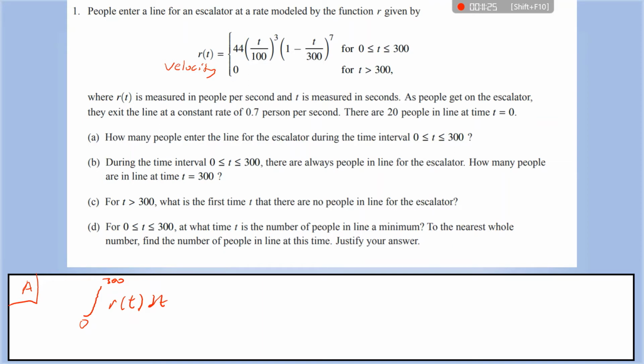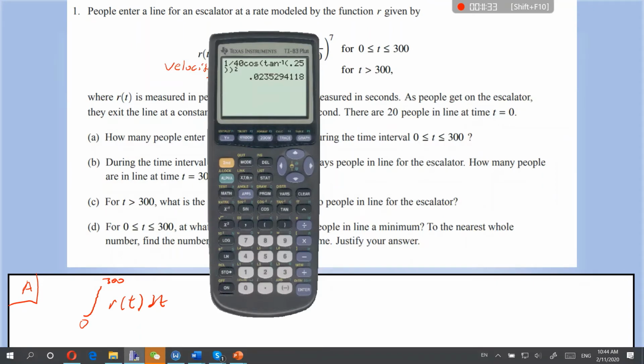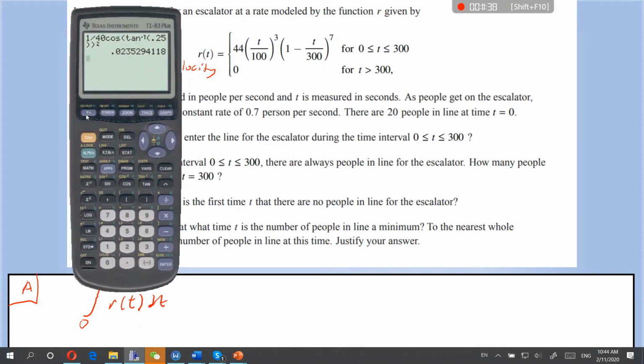Okay, now this is a with-calculator question. This is the first question here, so I'm going to jump into the calculator for this one. And we'll throw in our rate. So our rate is 44x cubed divided by, oh, it's the whole thing cubed, x divided by 100 cubed, times 1 minus x over 300 to the 7th power.